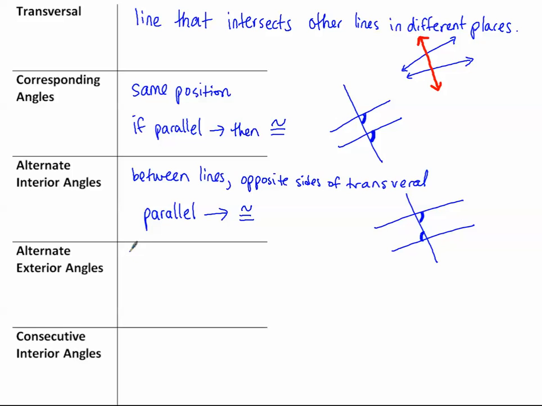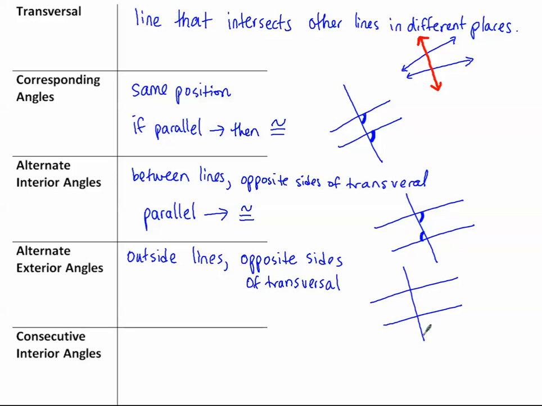Alternate exterior are not between or outside of the lines that are being crossed, whether they're parallel or not, but alternate still for opposite sides of the transversal. So we have our lines. Exterior would be like this one and this one.